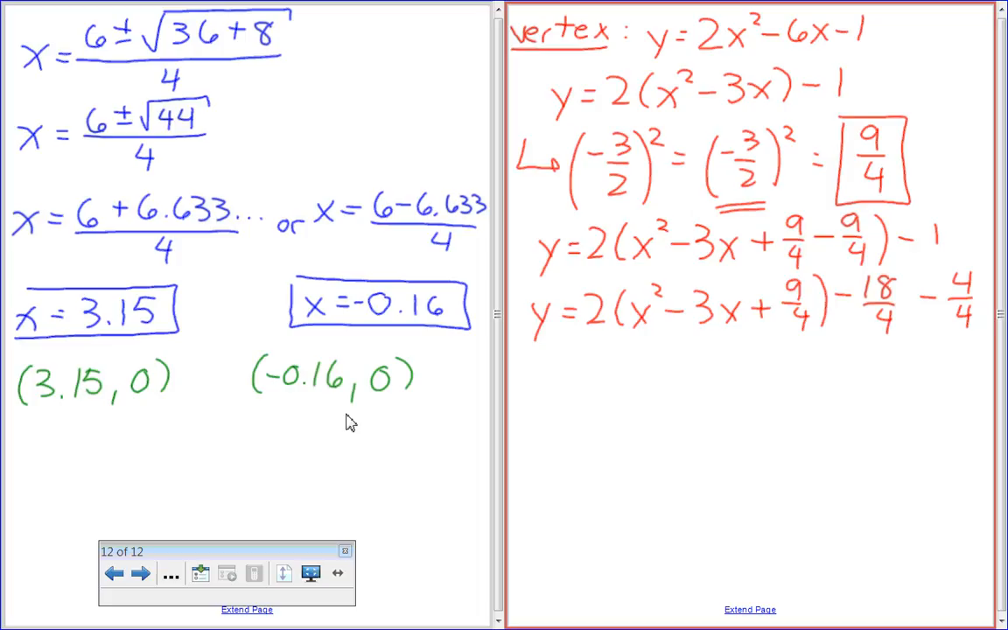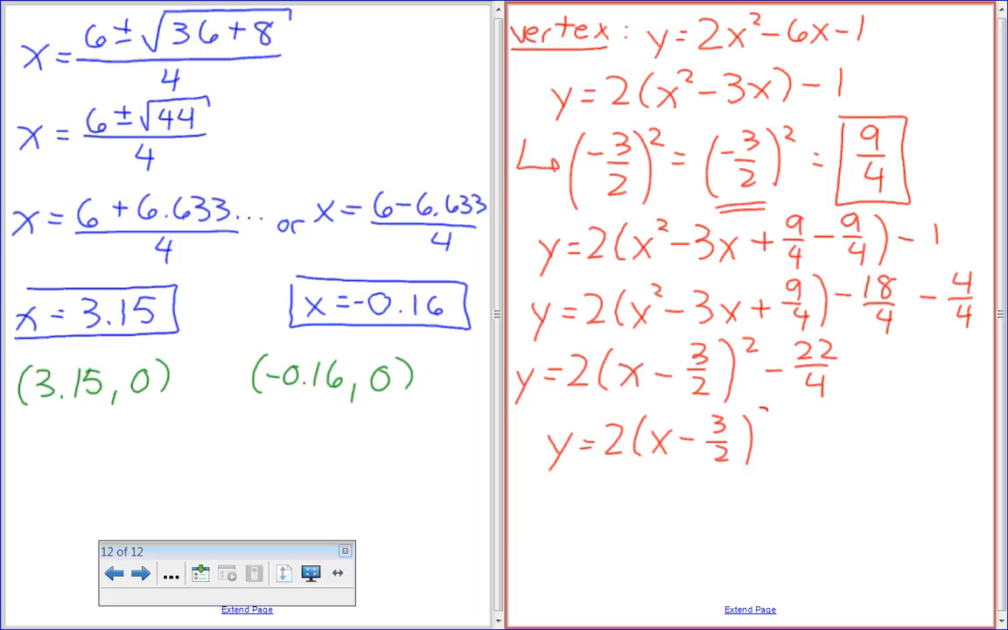Caitlin, can you factor that bracket? Yes. That's x minus 3 over 2 squared. And I'm going to call that -22 over 4. I don't like that, so I'm going to call that y equals 2 bracket x minus 3 over 2 squared minus 5 over 2.